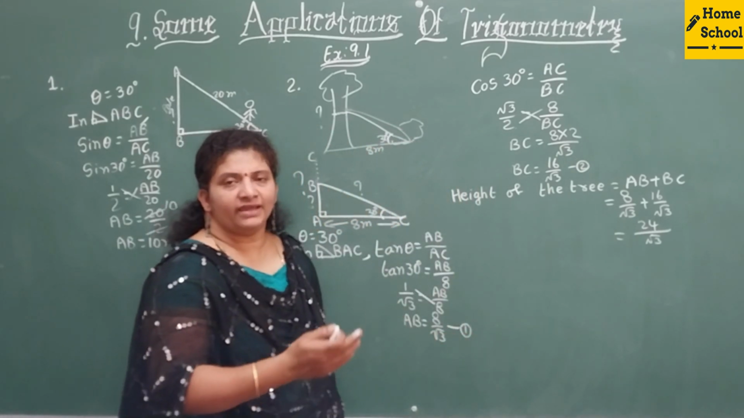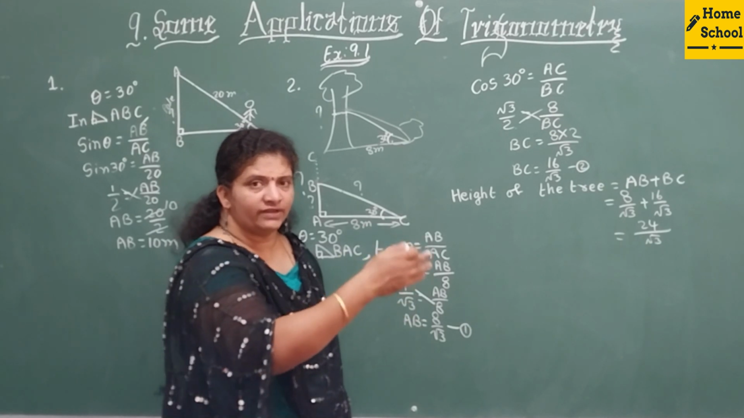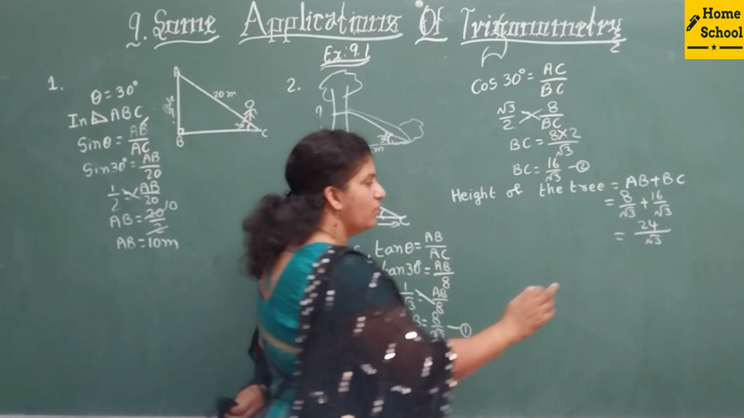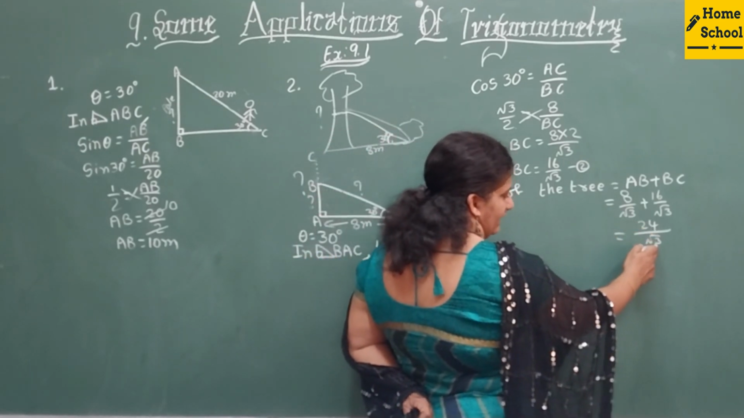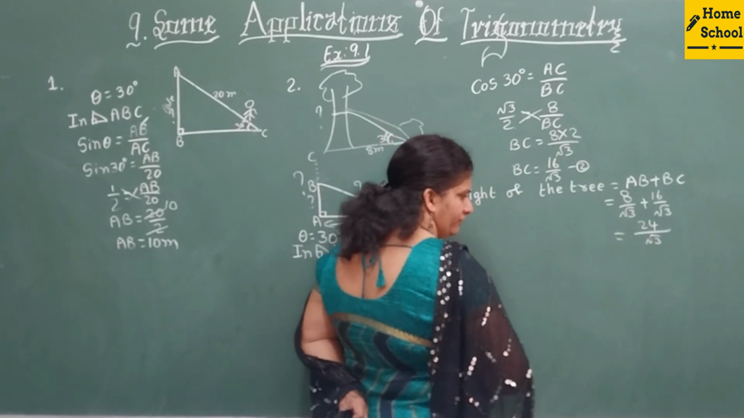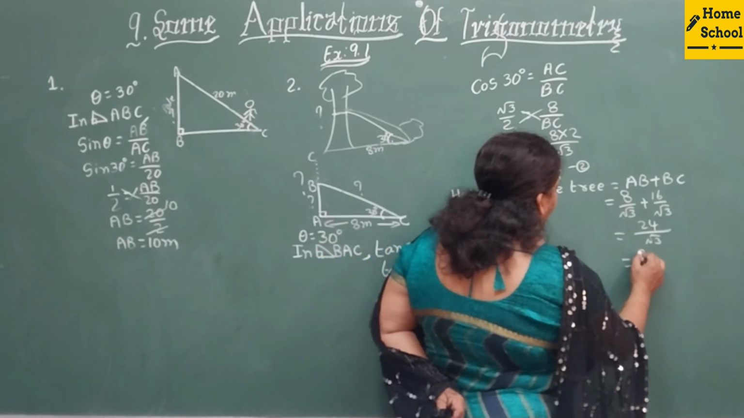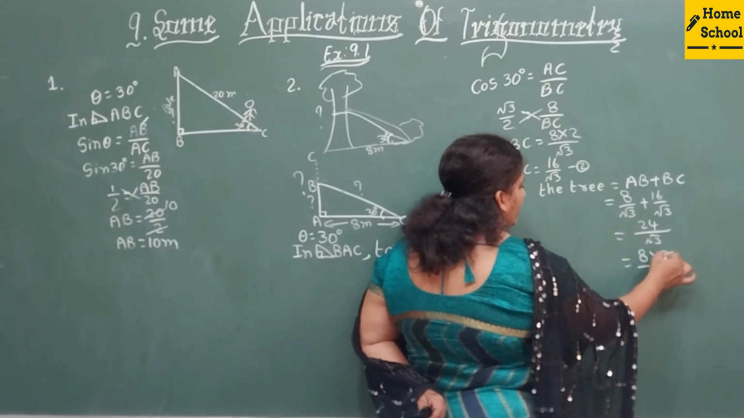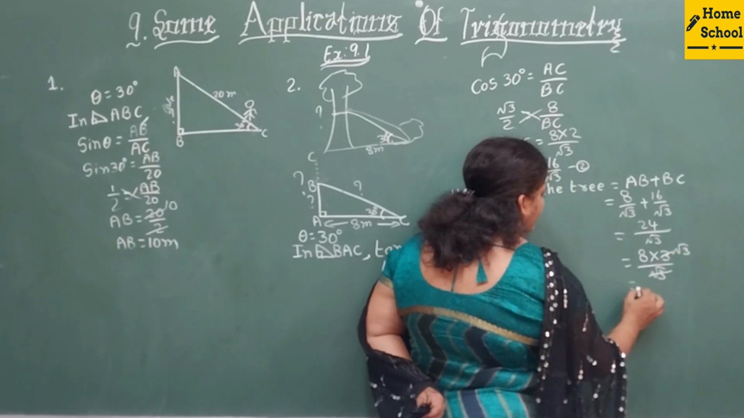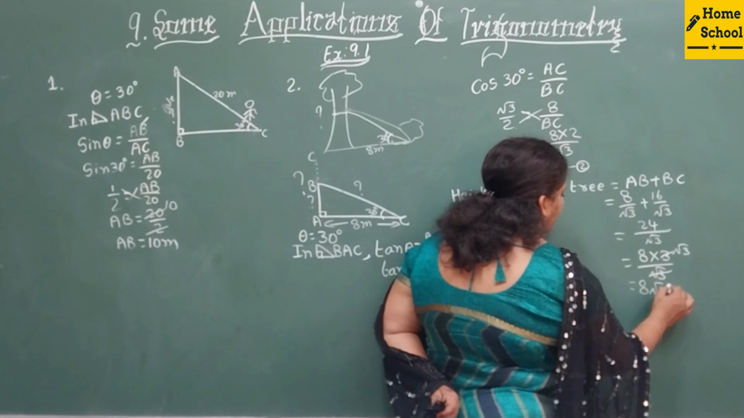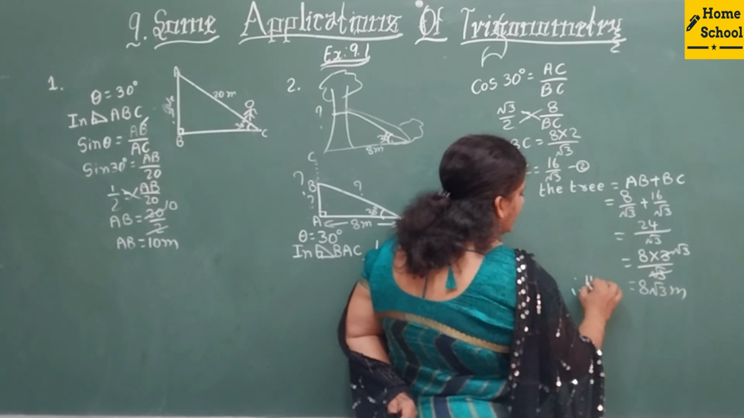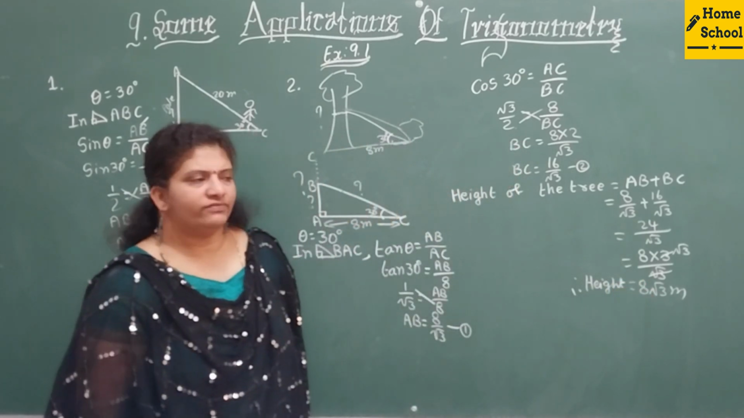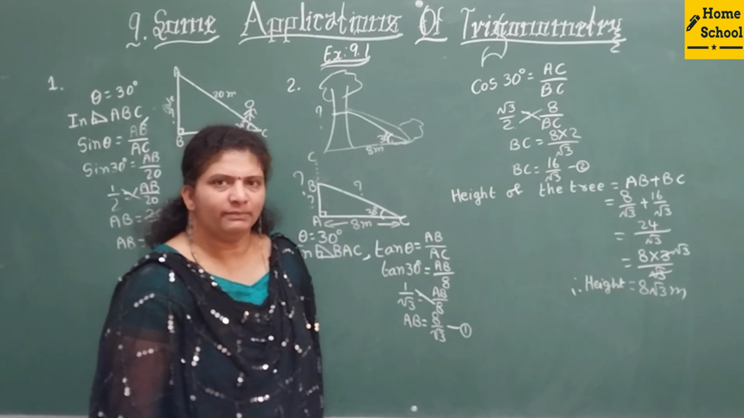24 by root 3. Either you may multiply root 3 for numerator and denominator and get the answer. Or else what number you have inside, 3? Is 24 a multiple of 3? Yes. 8 3s are 24. Now root 3 times cancel. 8 root 3 meters is the height of the tree. Okay, is this clear? Therefore, height of the tree is equal to 8 root 3 meters.